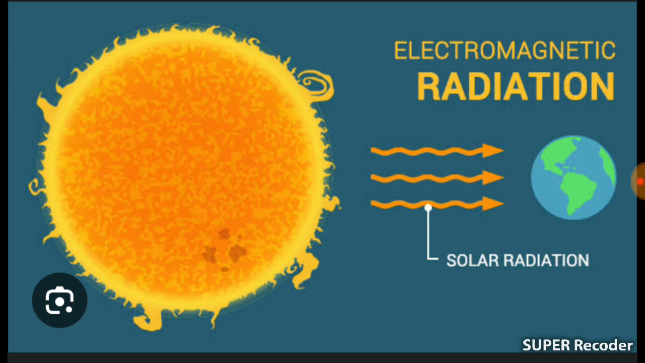Now we will study the difference between conduction, convection and radiation. Conduction, physical contact present. Convection, physical contact optional. Radiation, no physical contact. Conduction takes place in all three states of matter. Convection takes place only in gases and liquids. Radiation, no medium required. Conduction, heat flows in all directions. Convection, heat flows only in the upward direction. Radiation, heat flows in all directions. So this is the difference between conduction, convection and radiation.